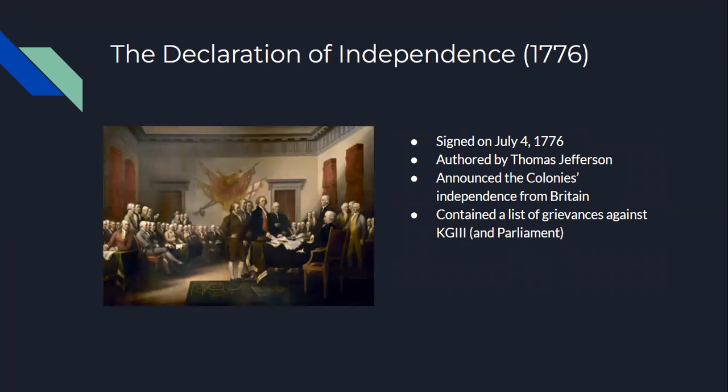Probably the greatest thing to come out of the revolution was the Declaration of Independence. Originally, America did not fight for its independence; it just fought to stop the oppression of the colonies.